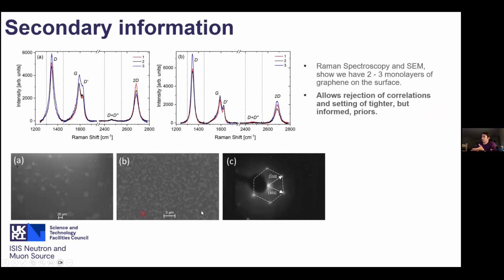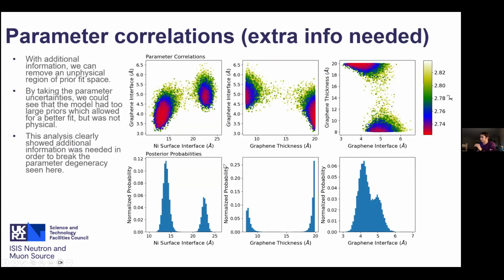So they did Raman spectroscopy on the layer, and that told us that they can only possibly have 2 or 3 monolayers of graphene on the surface. So that means we can now go back and reset our priors, tighten them up, and actually just knock out this other mode. So what that means, if we look at our graphene thickness, is that we have to go to the thin end of our graphene thickness. So we get rid of this correlation here.